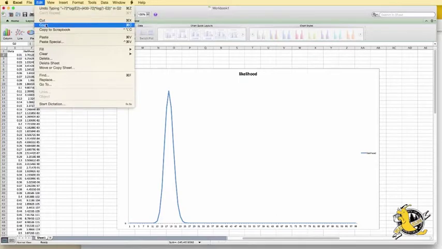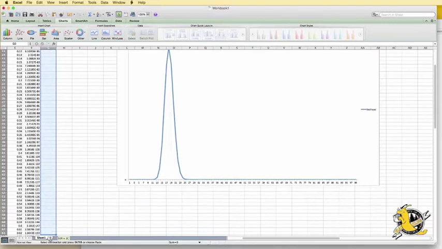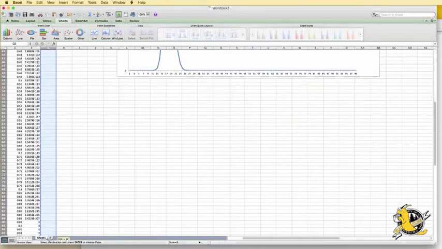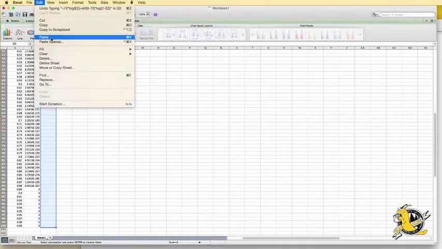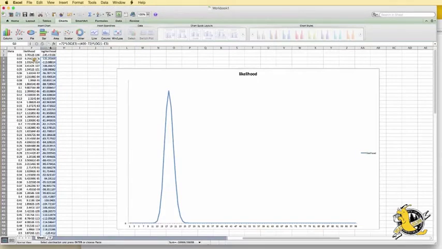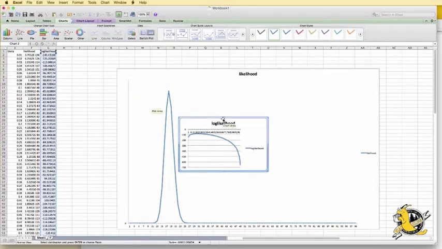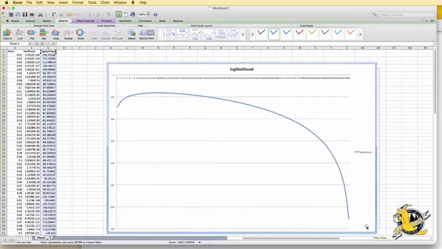Again, we can copy that into the remaining cells. Paste. We highlight this column and create a line chart for the log likelihood. It's a little bit harder to see, but the log likelihood is also maximized at 0.18.